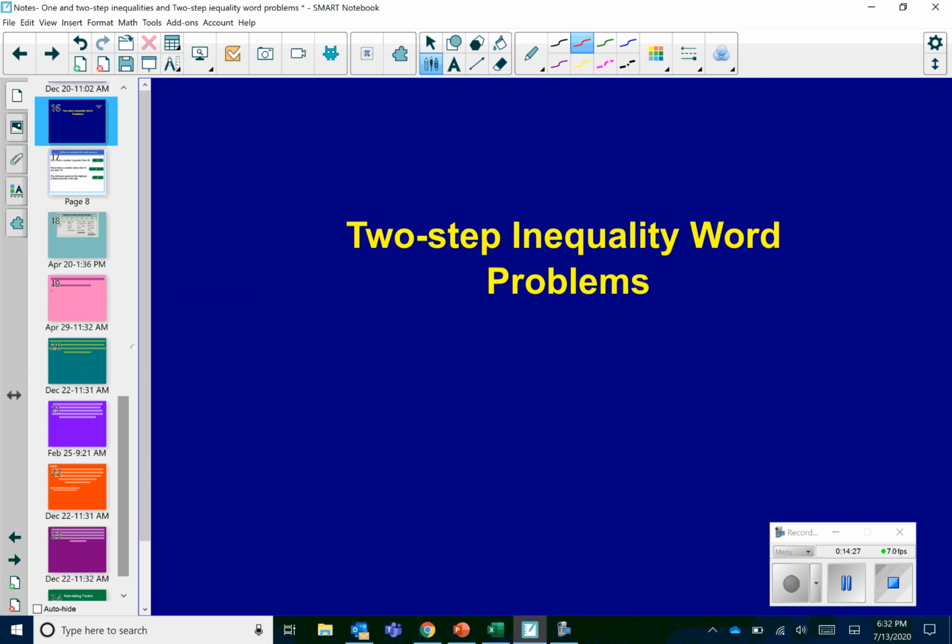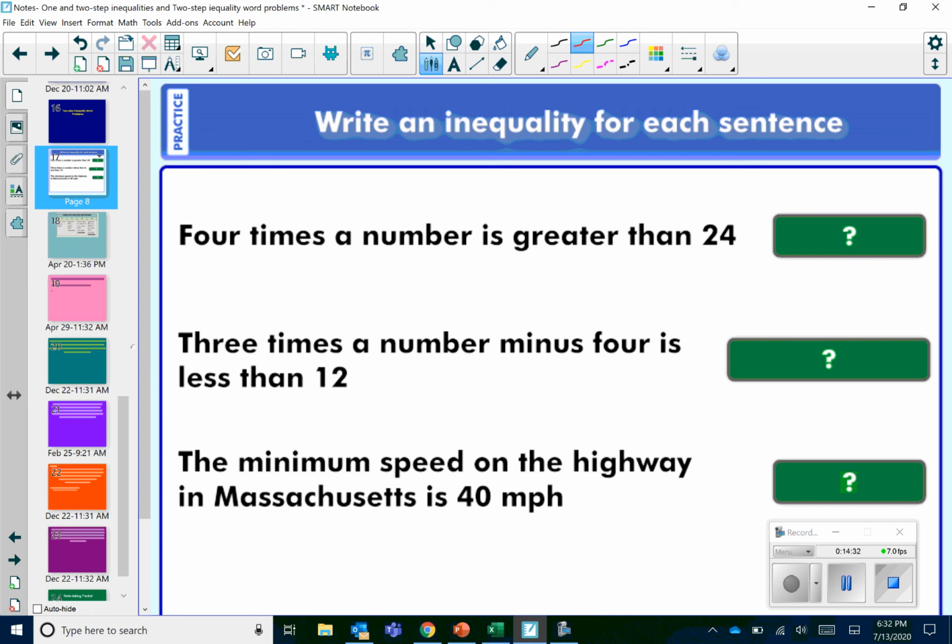Okay, we're going to finish off today with some word problems. We're going to start off very basic. 4 times a number is greater than 24. Well, 4 times a number means 4 times n or 4 times x, whichever variable you're using, and then is greater than would be your greater than symbol, 24.